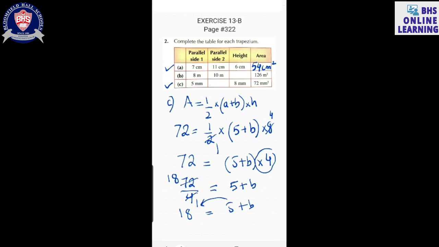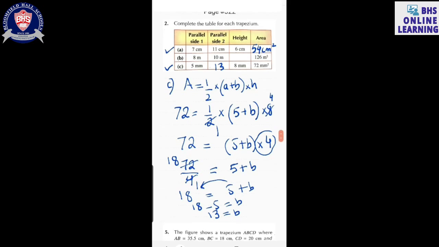Now take 5 to the other side of the equality. 18 minus 5 is equal to b. 18 minus 5 is 13. So b is equal to 13. B is actually parallel side 2. Okay, let's solve more questions from the exercise.